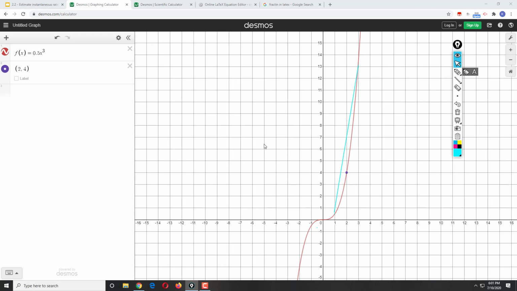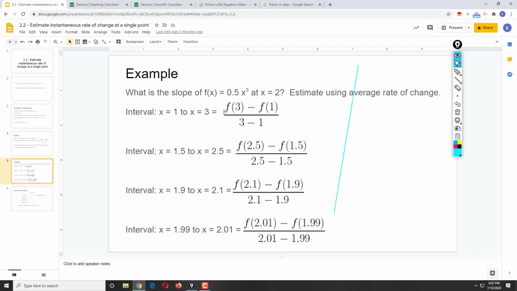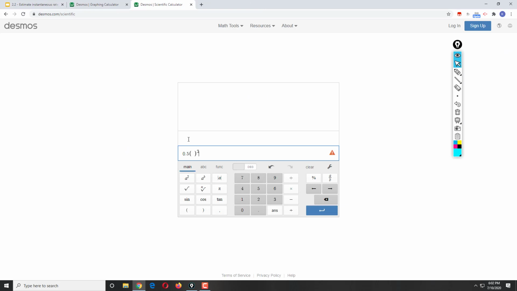Let's calculate it algebraically. So when the interval is x equals 1 to x equals 3, the average rate of change from last time is f of 3 minus f of 1 over 3 minus 1. So let's figure out what f of 3 is and what f of 1 is. We can go here. When x is 3, f of x is 13.5.